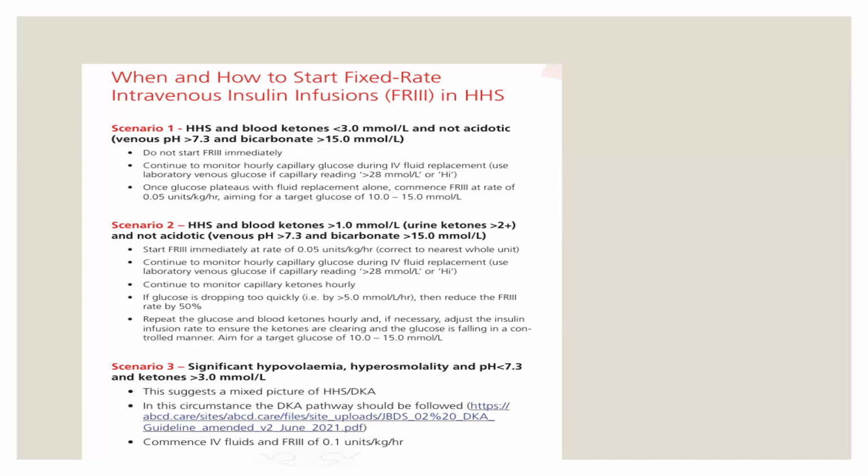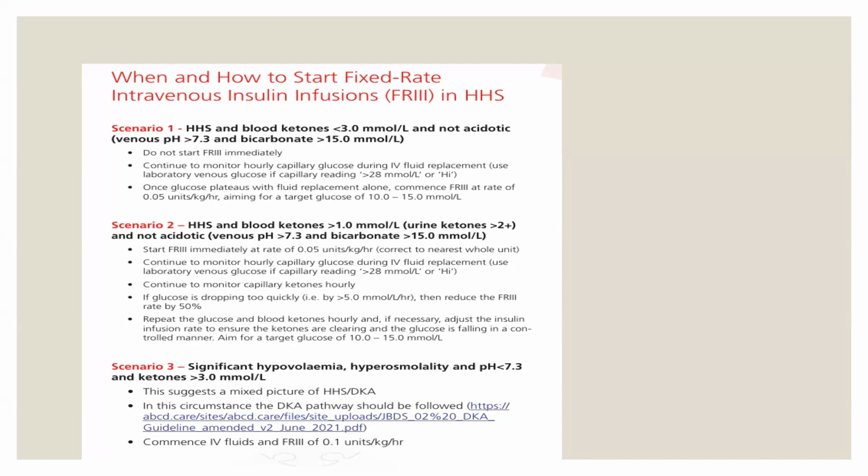Now, in case of HHS where the blood ketones are more than 1 and the urine ketones are more than 2, and they are not acidotic, then start the fixed rate insulin infusion immediately at the rate of 0.05 units per kg per hour. Continue to monitor hourly capillary glucose during IV fluid replacement. Then continue to monitor capillary ketones hourly.